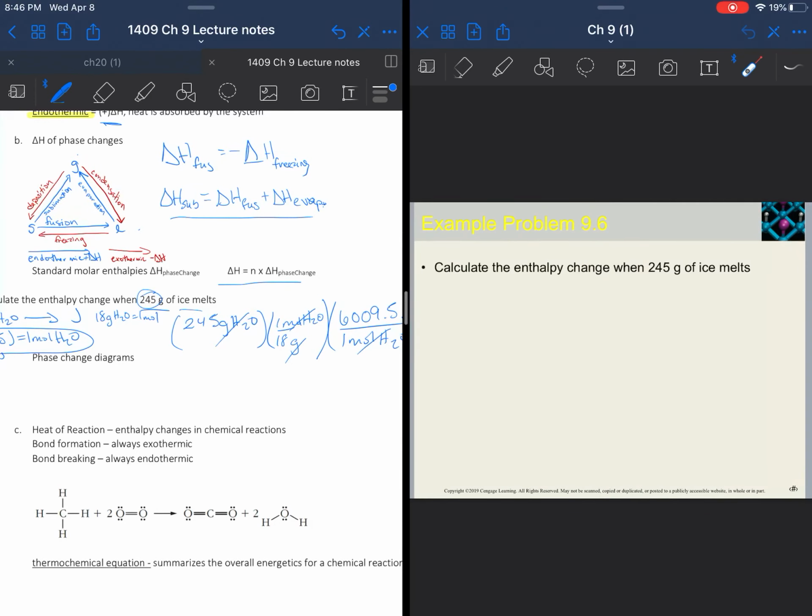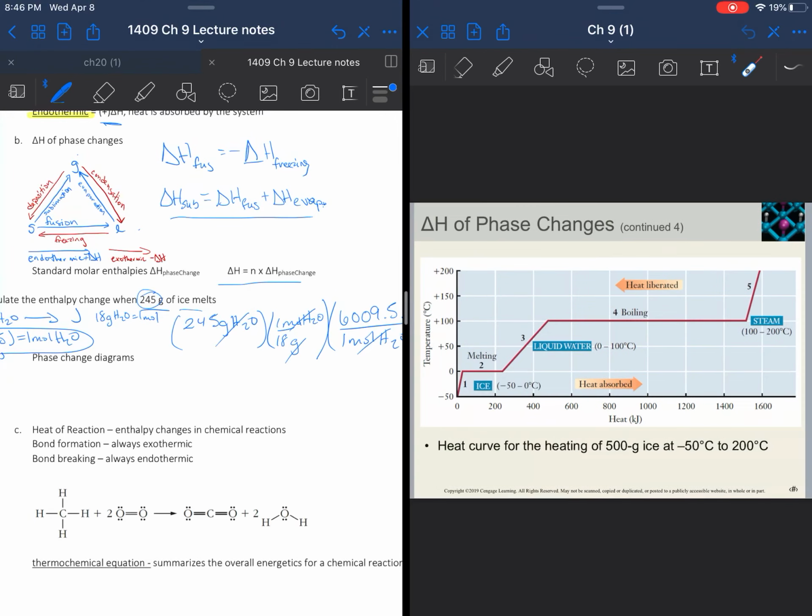If we continue on, that's one kind of calculation that we can make using those delta H's of phase change. You will be able to find more practice in your homework and some practice problems that I will put up on eCampus. This takes us nicely into what a phase change diagram looks like.